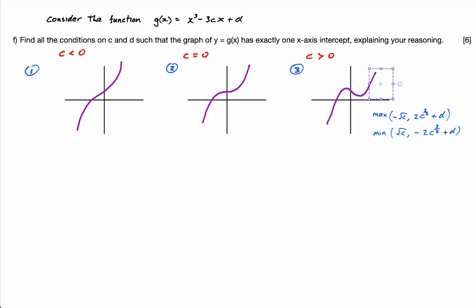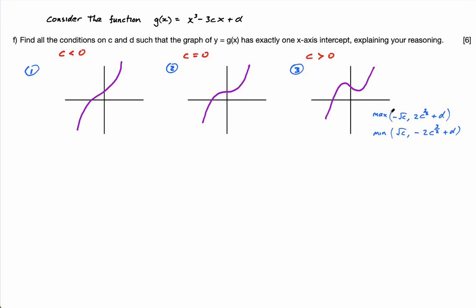So in order for it to be once, this maximum and minimum have to both be above the x-axis, like this, or below the x-axis, like this, because you have a similar situation here where there's only one x-intercept. So once, twice, 3, 2, 1. So when C is greater than 0, either both the max and the min are above 0, or the max and the min are below 0. That's the key to the question.